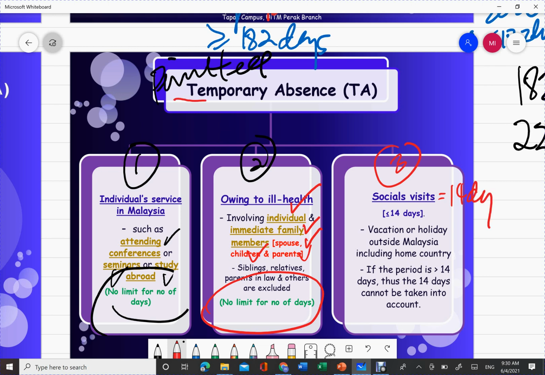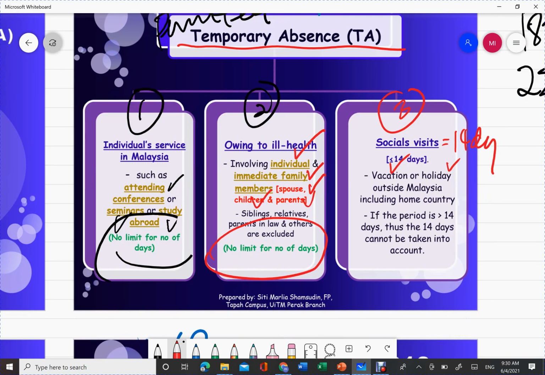For it to be allowed as a temporary absence, it cannot exceed. What does social visit mean? It can be a vacation or holiday outside Malaysia, including their home country. It's the same if you go for umrah, to Mecca and Medina for umrah purposes. But if the period exceeds 14 days, it does not qualify as a permitted temporary absence.